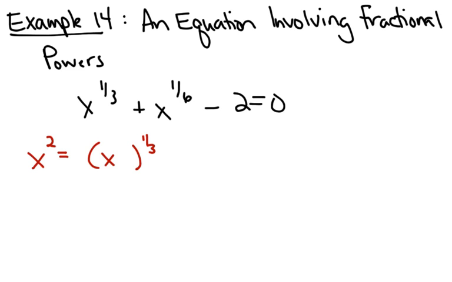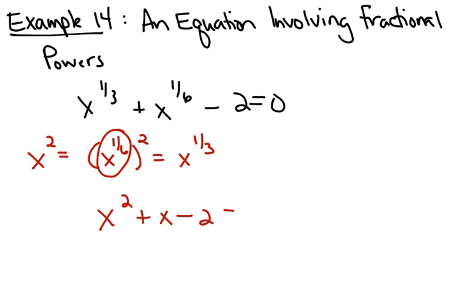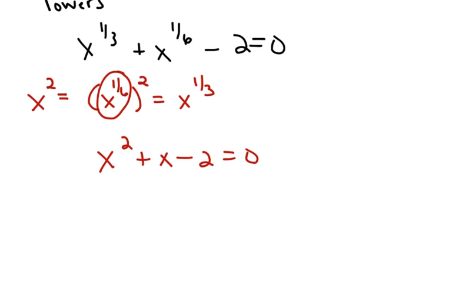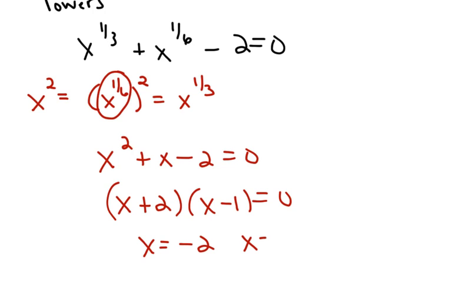Actually I should get rid of this. I want to square this so that I get the 1/3 power, and this is where I would get the 1/3 power. So we're going to use this in a minute. So I'm going to rewrite this as x squared plus x minus 2 equals 0. Because that's a problem I do know how to solve. So I could factor that into x plus 2, x minus 1 equals 0. So x is equal to negative 2 and x is equal to 1.